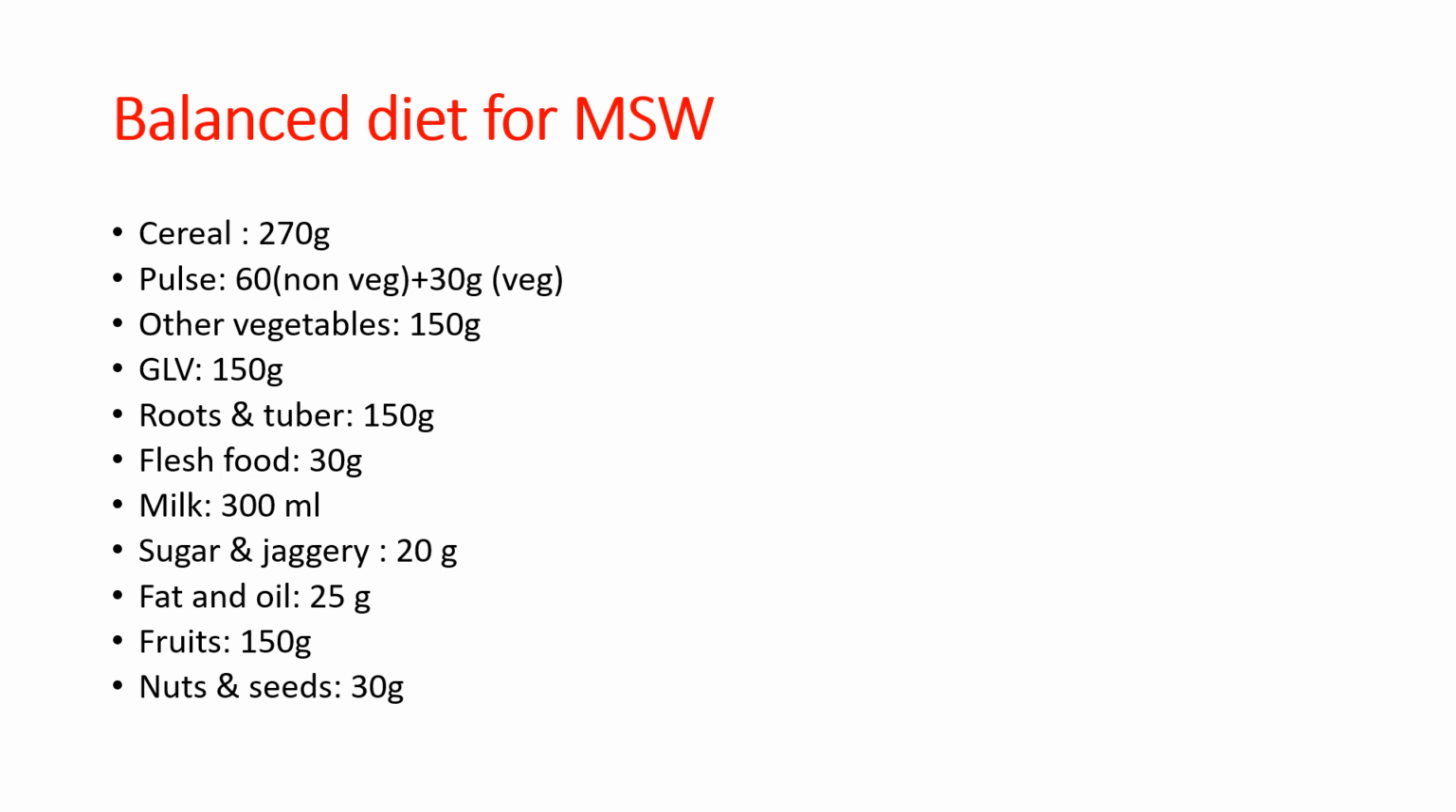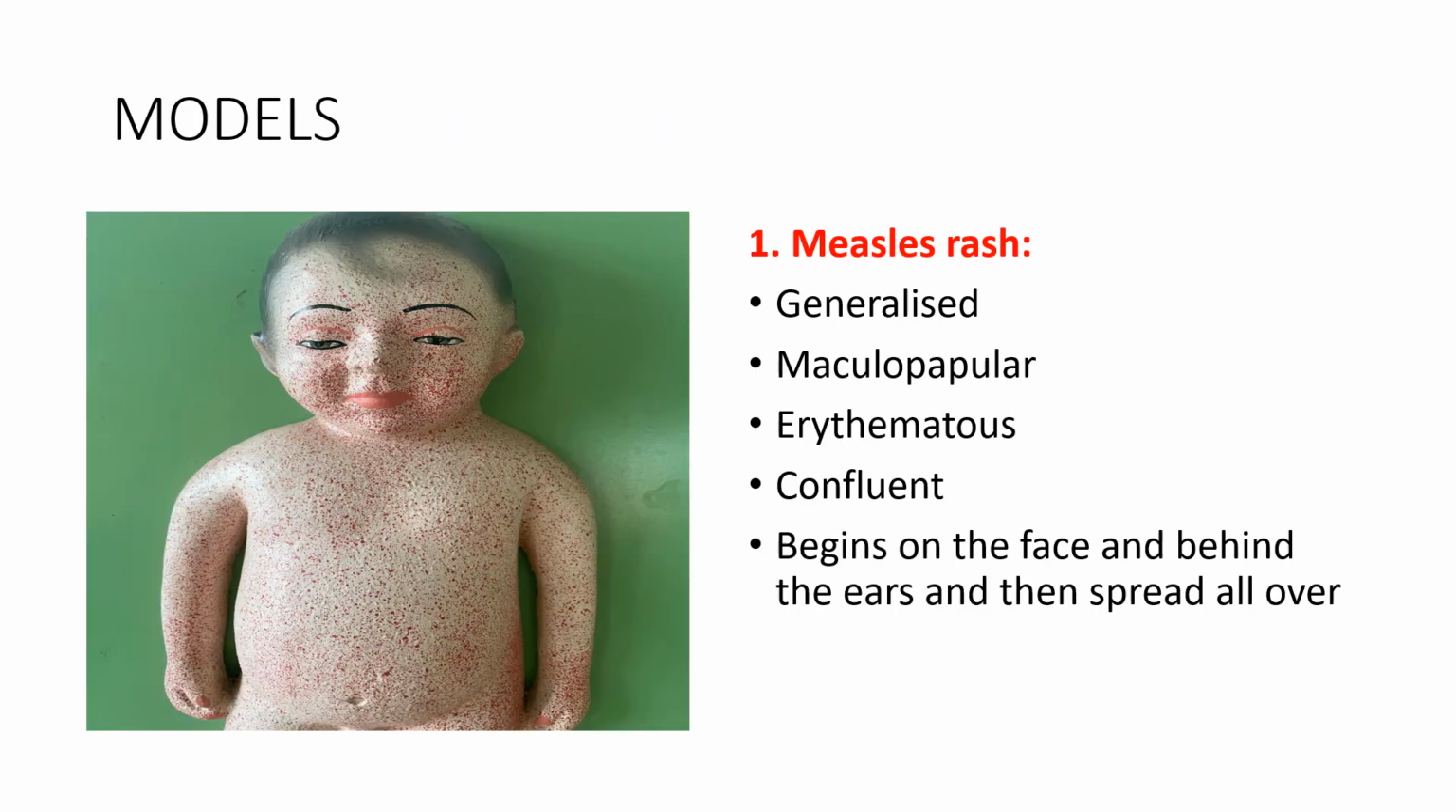Fresh fruit 30 grams. Milk 300 ml. Sugar and jaggery 20 grams. Fat and oil, as we discussed a little earlier, 25 grams. Fruits 150 grams and nuts and seeds 30 grams. So with that, we discussed a lot of these problem cards.